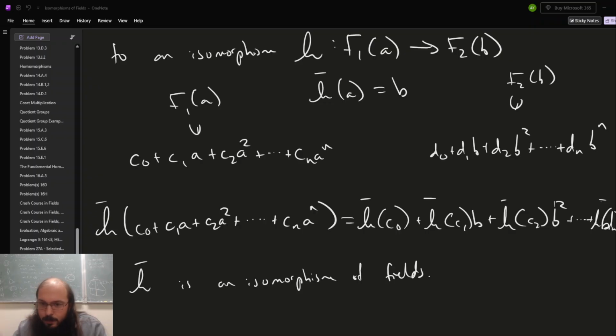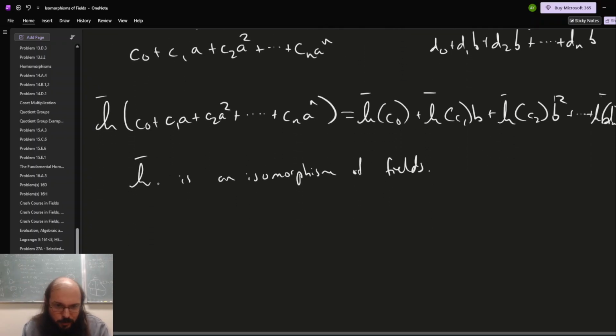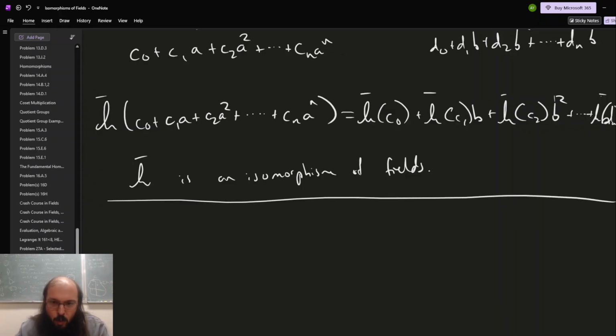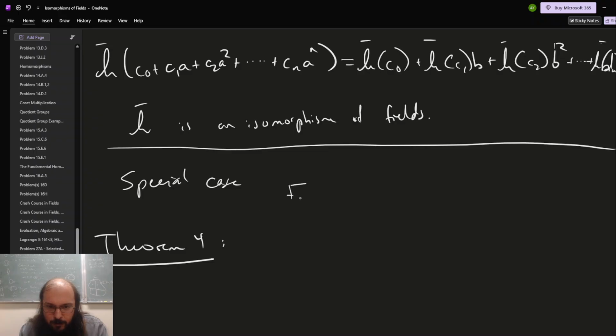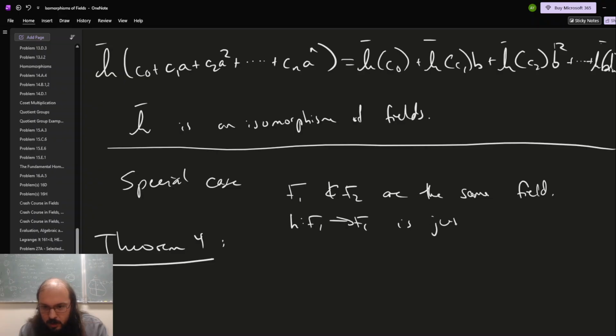I understand this result seems a little bit maybe silly, but there is a very important special case. This is Pinter's theorem 4, which I think will hopefully add a little bit of clarity. The special case in question is F1 and F2 are the same field. And the original H between them, therefore, is F1 to F1, is just the identity.